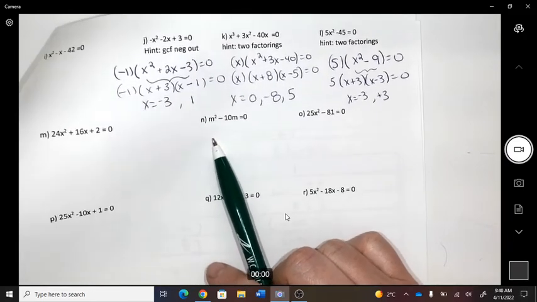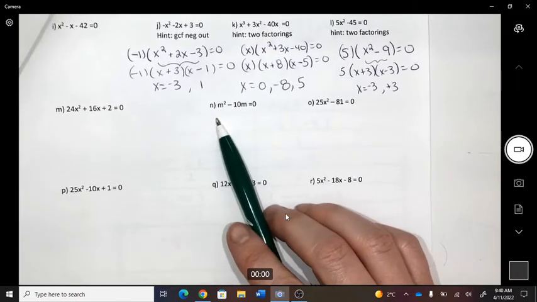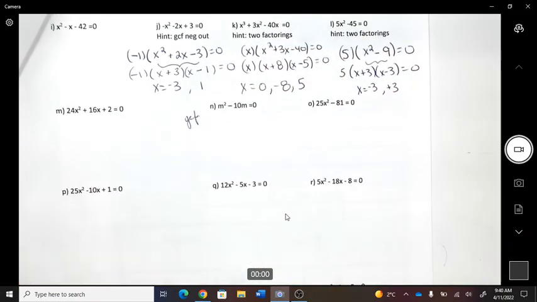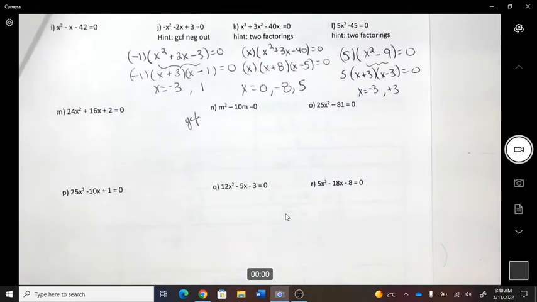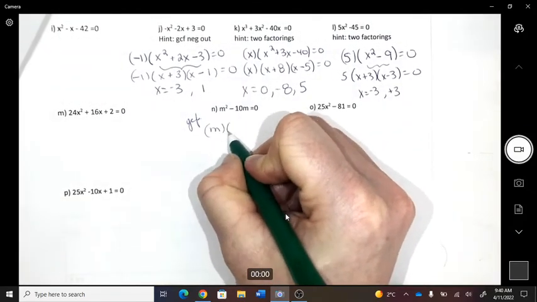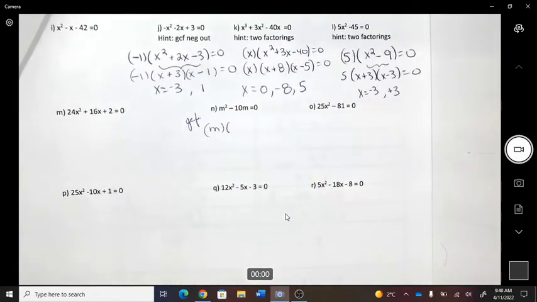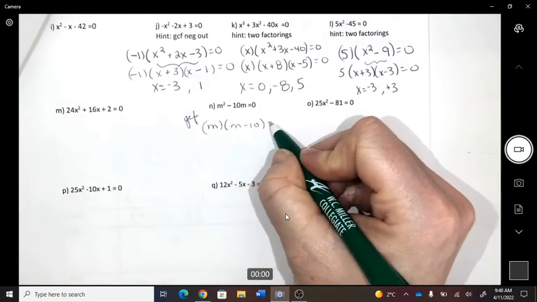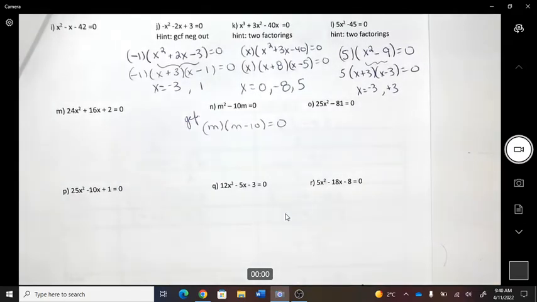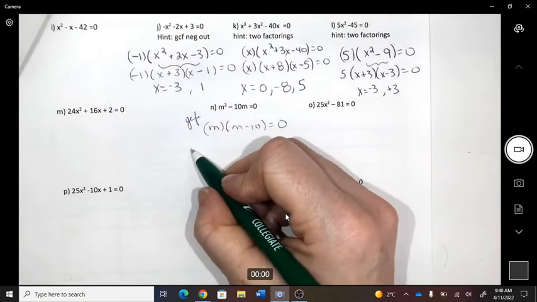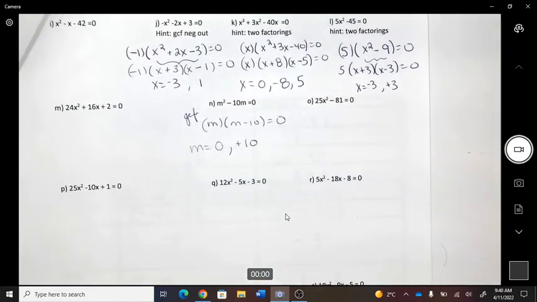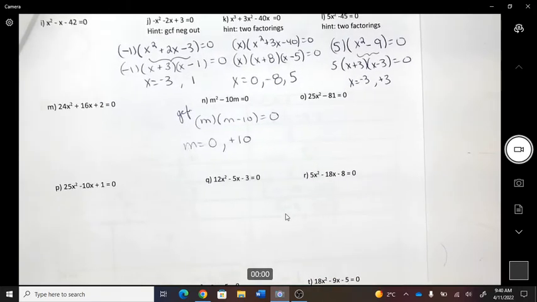do we know how to do N? N is what style? It'd be a GCF style. I can divide something out. So I could take an m out. Both terms in there are divisible by m. Okay.